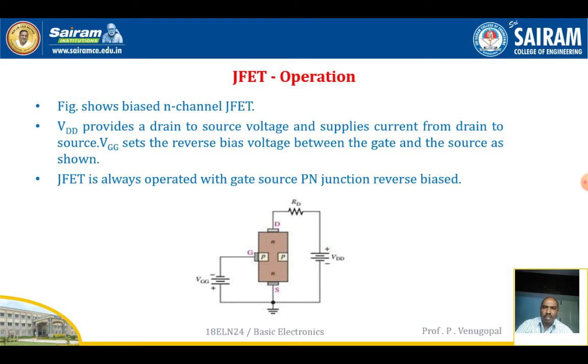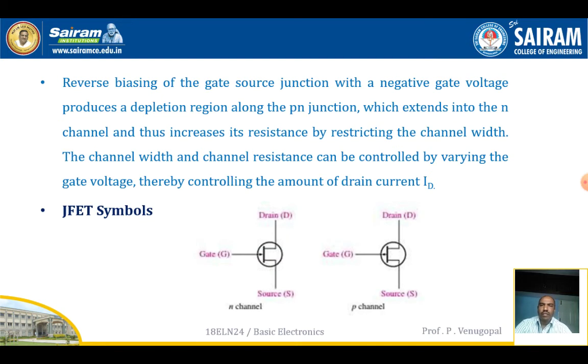JFET is always operated with the gate-source PN junction reverse biased. You are observing the negative of the VGG is connected to p-type material and positive of the VGG is connected to the n-type material, so that the gate-source PN junction is reverse biased. Reverse biasing of the gate-source junction with a negative gate voltage produces a depletion region.